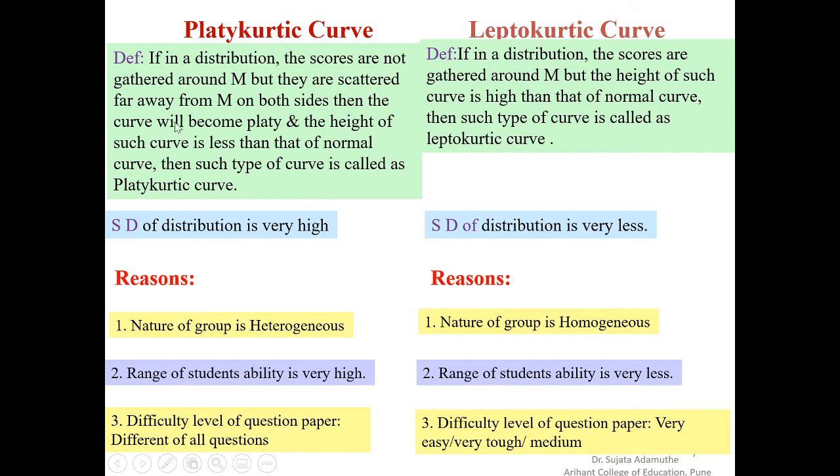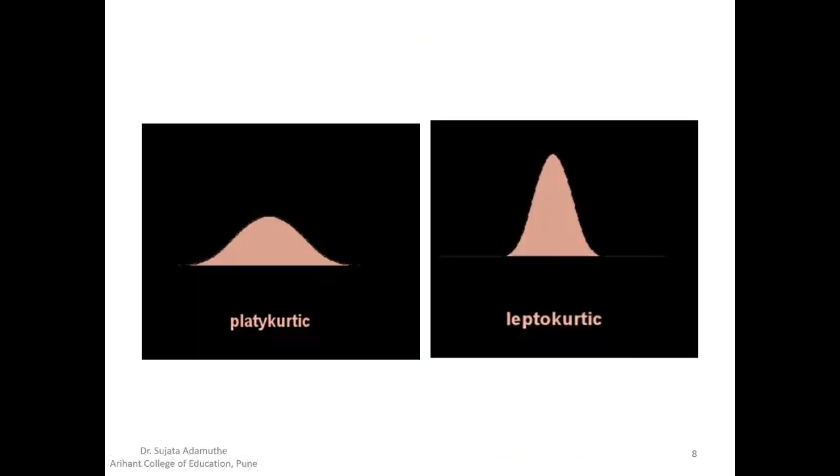So here we studied the definition, how the SD is there, and the reasons for the platykurtic curve. Then, in short, the platykurtic curve will look like this and the leptokurtic curve will be like this.